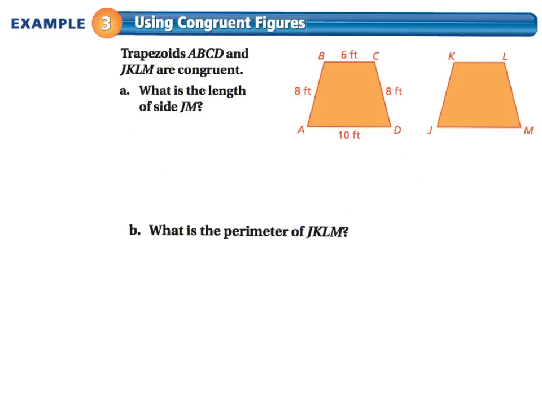In example 3, we know that these trapezoids, ABCD and JKLM, are congruent. What is the side length of JM? Now, something that you have not done yet, but I want you to understand, is that if I say JM with no segment bar on top, this means the length of. If I put the bar on top, that's just the side segment JM. So when you have no segment bar on top, that means we're talking about finding the length. So JM would have a length of, well, if they're congruent, it would be 10 feet.